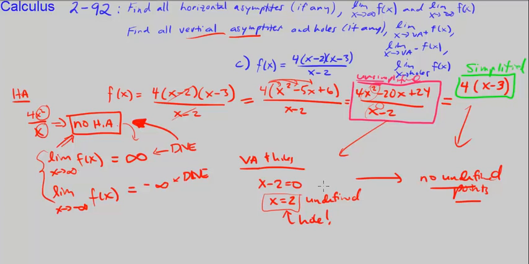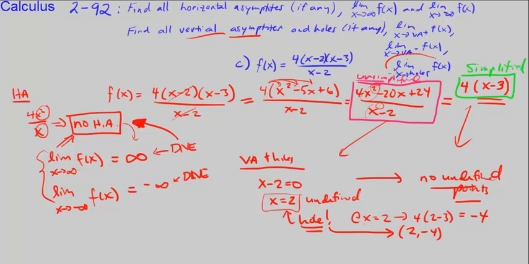So let's plug in x equals 2 into our simplified function, and we get 4 times (2 minus 3), or negative 4. So our hole is at (2, negative 4). X is 2, y is negative 4, so that's our hole.